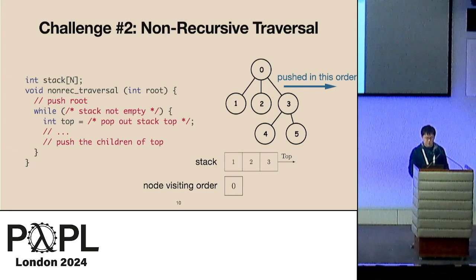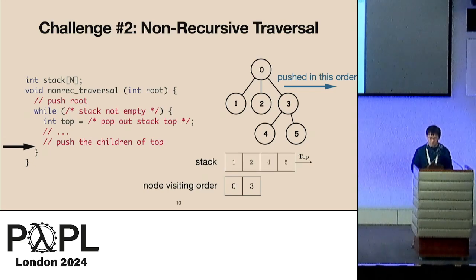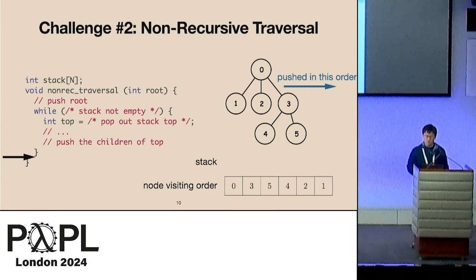And in the second iteration, the current stack top node 3 will be popped, visited, and finally, its children node 4 and node 5 will be pushed into the stack. The rest of the traversal will just continue this while loop. And when the while loop terminates, the whole tree will have been traversed.